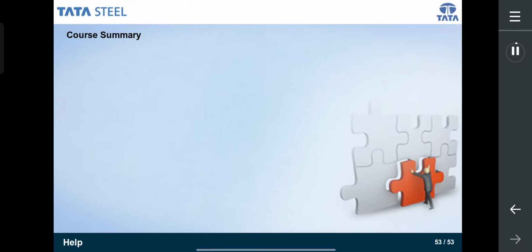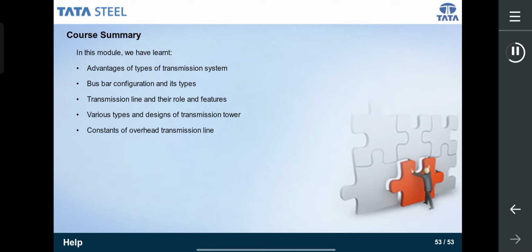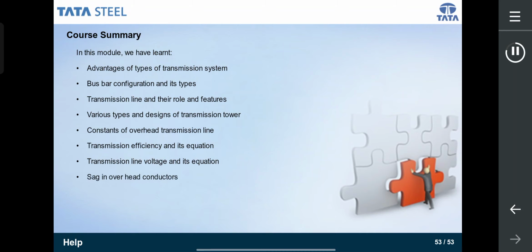We have come to the end of this module on power system basics, which covered the leading part of transmission and distribution. Here is a quick recap of the key points discussed in this module. We have learned advantages of types of transmission system, bus bar configuration and its types, transmission lines and their role and features, various types and designs of transmission tower, constants of overhead transmission line, transmission efficiency and its equation, transmission line voltage and its equation, sag in overhead conductors, 2 ways of transmission of electrical power.